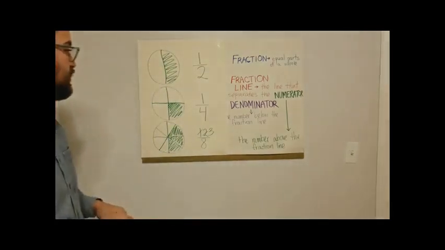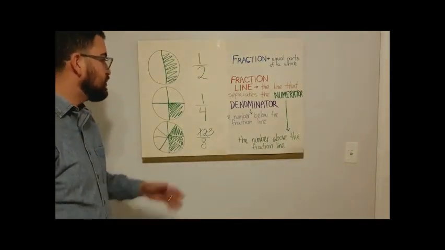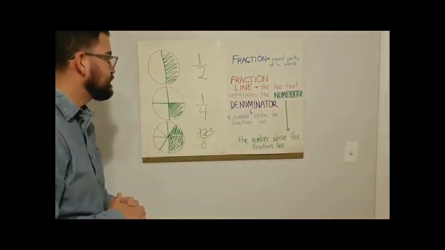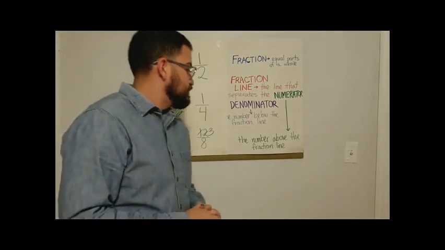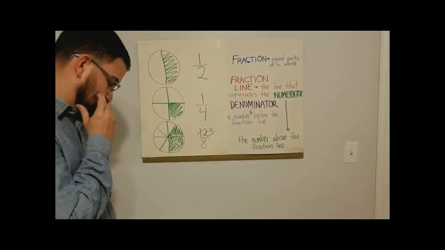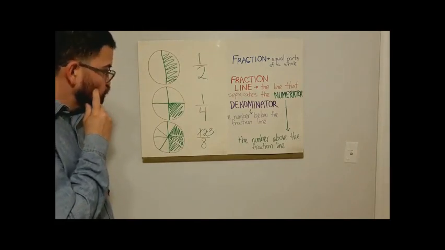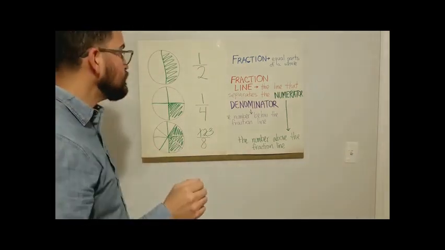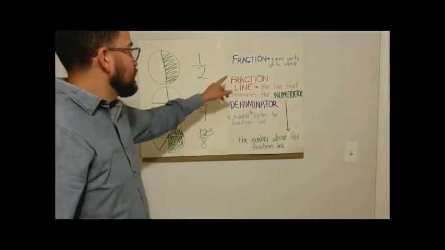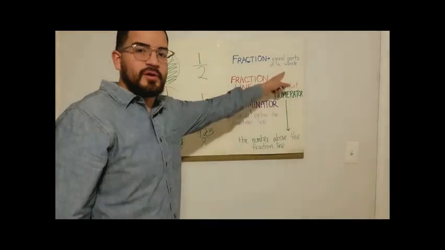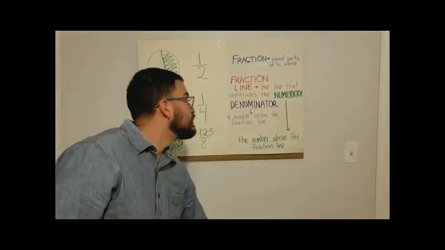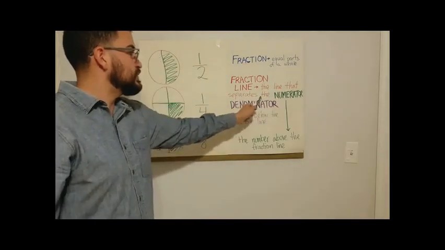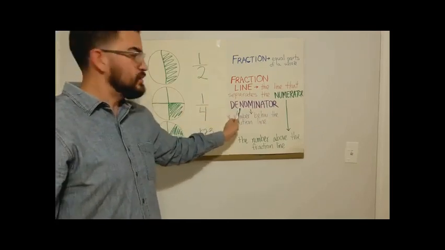So now we are going to hand out already cut pizza pies, and you are going to be labeling them right there at your desk. But first, let's review. A fraction is equal parts of a whole. A fraction line is the line that separates the numerator from the denominator.